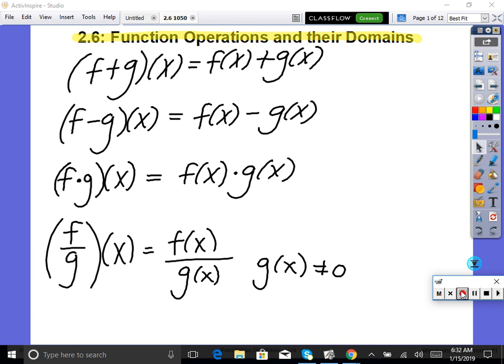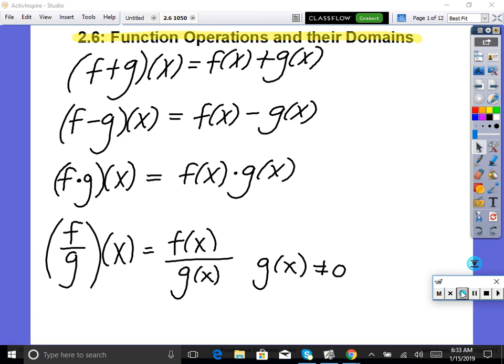F times g of x is f of x times g of x, and then f divided by g of x. And we know that g of x cannot be 0 because you can't divide by 0. So if we need to put in a restriction, we can. We know all this, right? Already? Do you even need to write it down? Because it's really straightforward for us at this point.